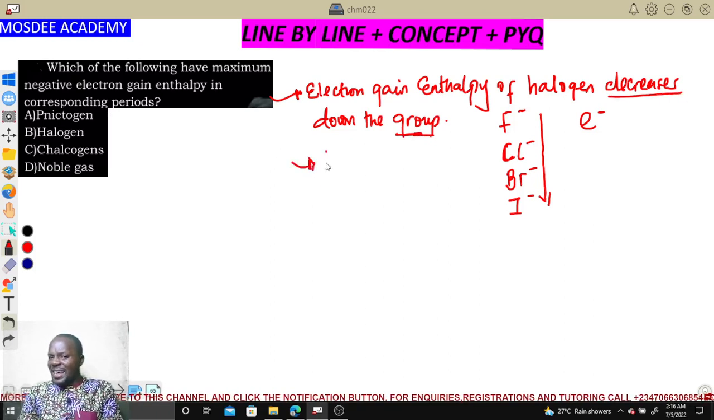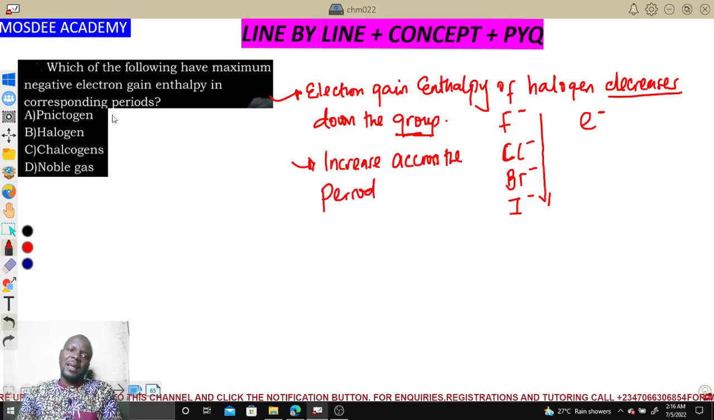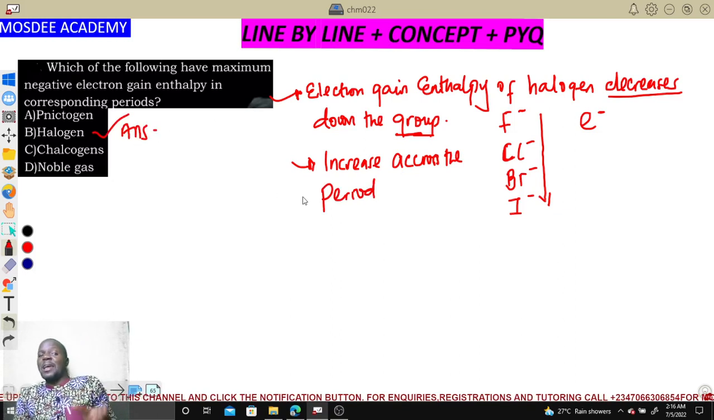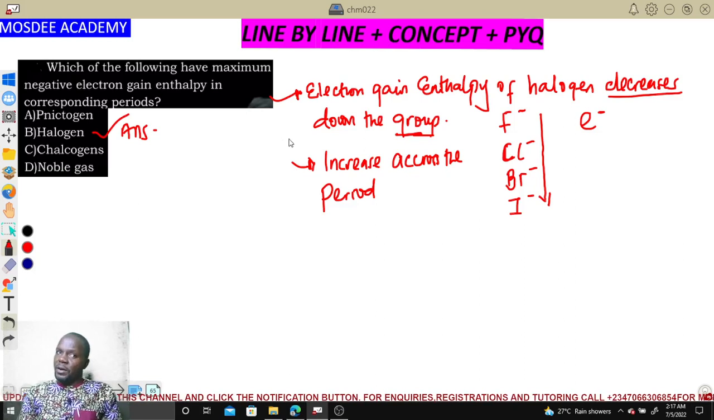It will now what? Increase across the period. So I hope you are following. These are things you have to keep in mind. And that is why we are picking halogen as our answer. They have the highest negative electron gain enthalpy across the period.